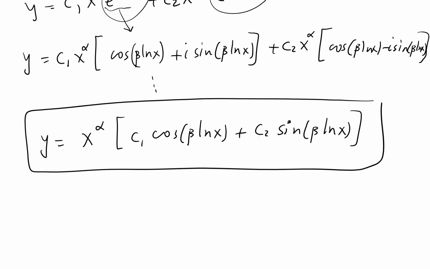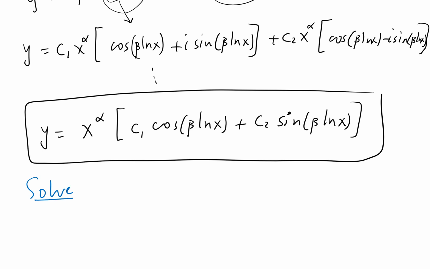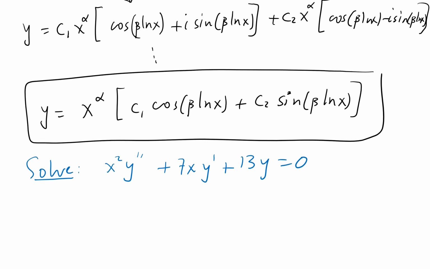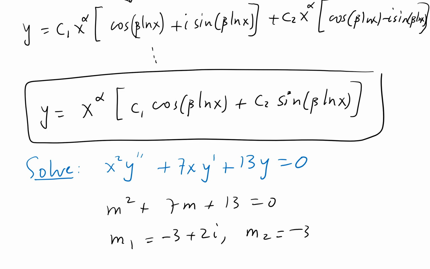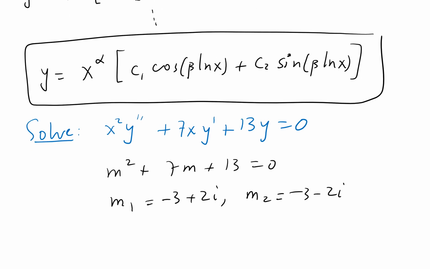So let's look at this one. If we are asked to solve x squared y double prime plus 7xy prime plus 13y equals 0. If you try to solve all of this, you will get a characteristic equation m squared plus 7m plus 13 equals 0. m1, I got negative 3 plus 2i from the quadratic formula, and m2 is negative 3 minus 2i. So you can see that alpha is negative 3 and beta is 2.